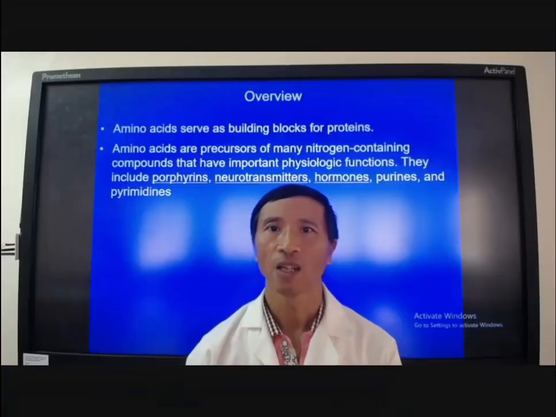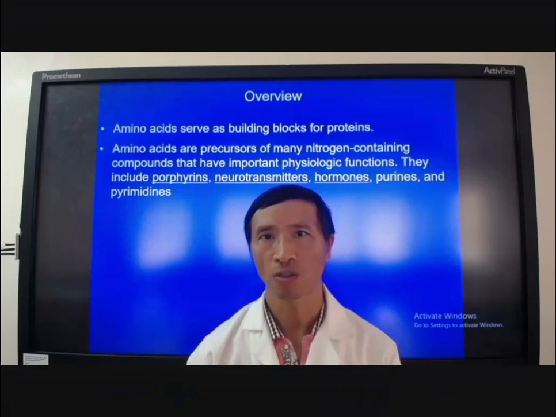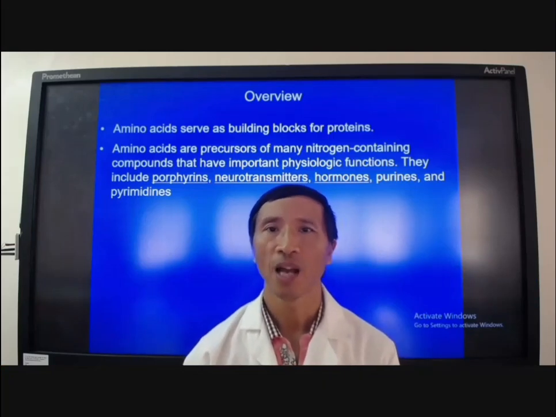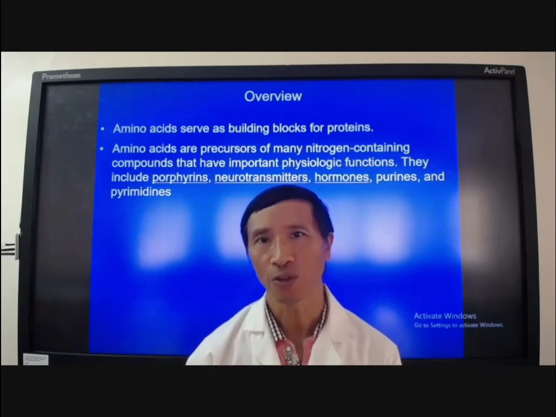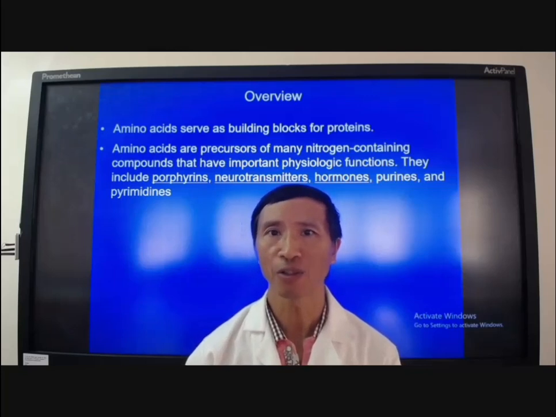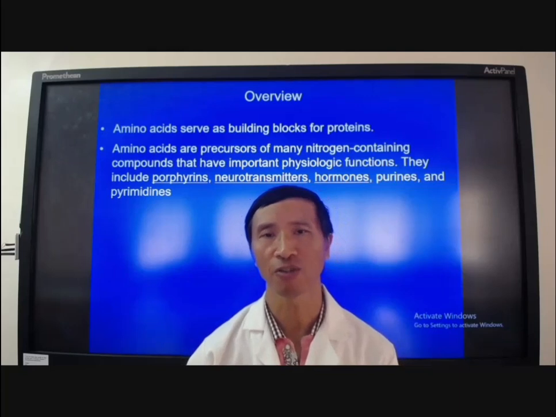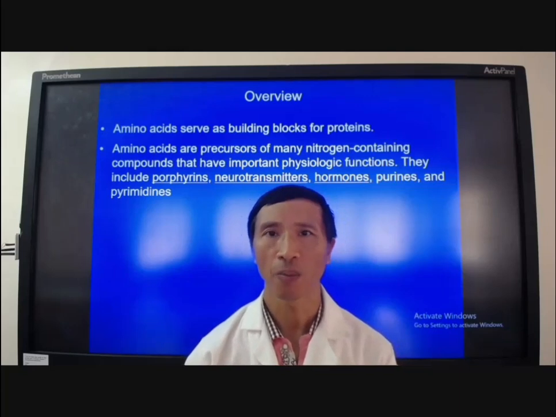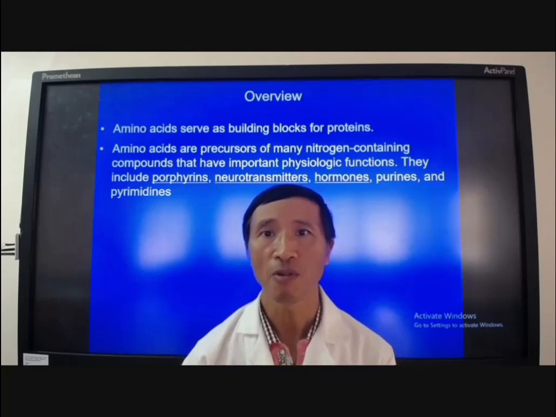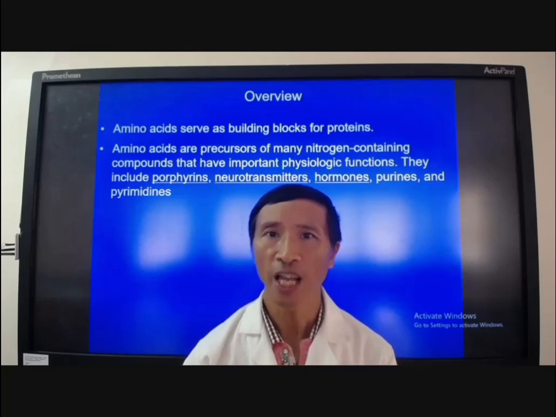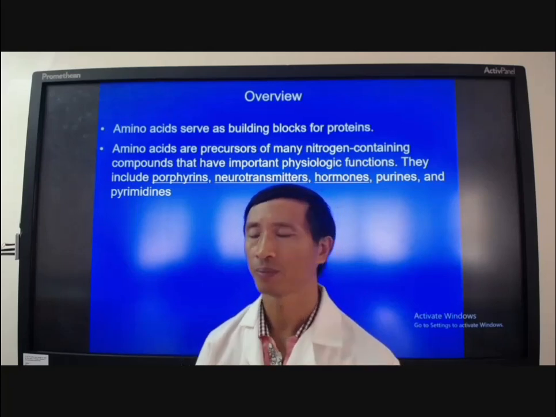Amino acids serve as building blocks for proteins. Amino acids are precursors for many nitrogen-containing compounds that have important physiologic functions. They include porphyrins, neurotransmitters, hormones, purines, and pyrimidines. Today, we will cover two topics.